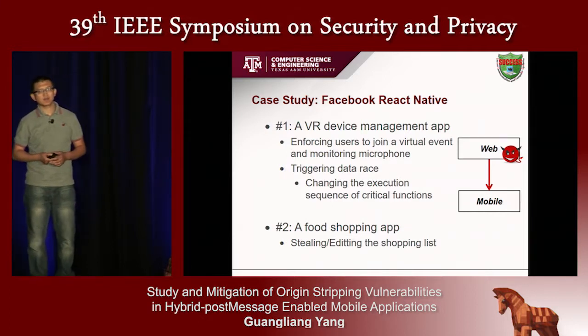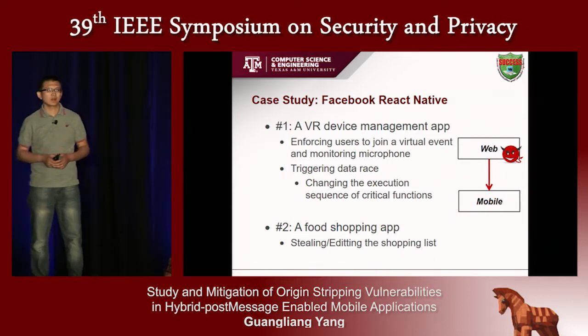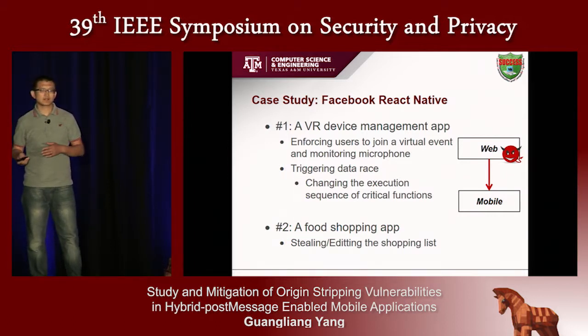And the second app is a food shopping app. Attackers can send a message from the web to the mobile platform to edit and steal the shopping lists of users.